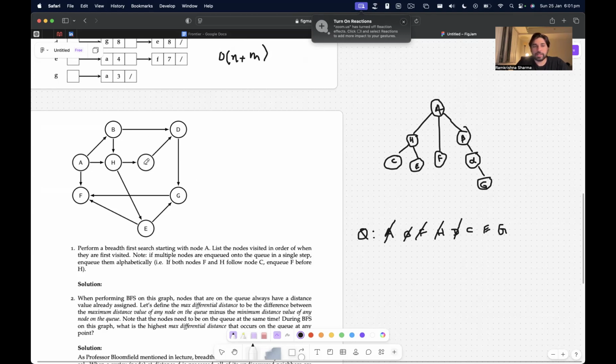Let's remove D. C is connected to D, but D was already considered before. E is connected to F and G, both of which were considered before. G is connected to nothing that isn't already considered, and so that's removed. And so this is your BFS tree, and the answer here would be A, B, F, H, D, C, E, G.